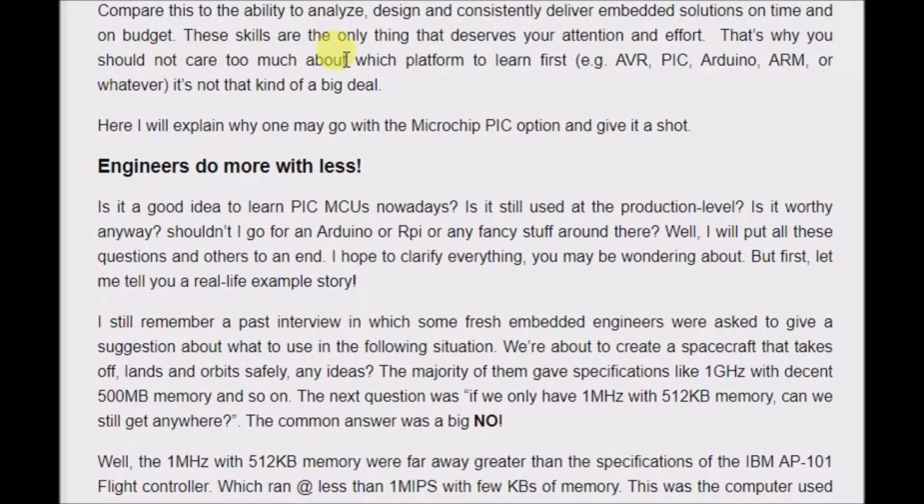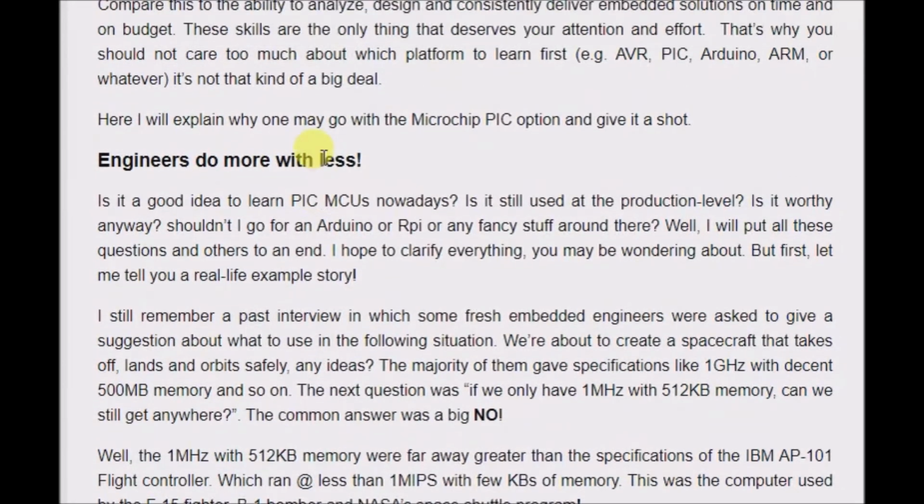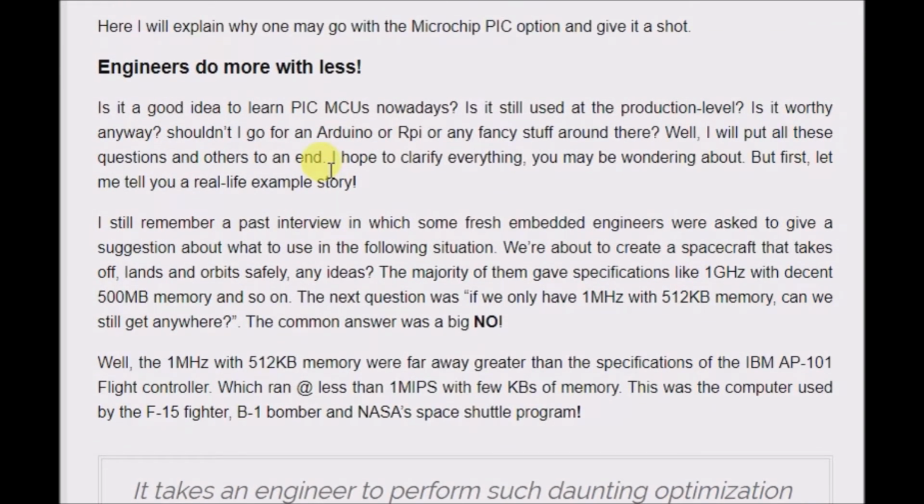That's why you should not care too much about which platform to learn first. Example, AVR, PIC, Arduino, ARM, or whatever. It's not a big deal. Here I will explain why one may go with the Microchip PIC option and give it a shot. Engineers do more with less. Is it a good idea to learn PIC MCUs nowadays? Is it still used at the production level? Is it worthy anyway? Shouldn't I go for the Arduino or Raspberry Pi or any fancy stuff around there? Well, I will put all these questions and others to an end. I hope to clarify everything you may be wondering about, but first let me tell you a real-life example story.